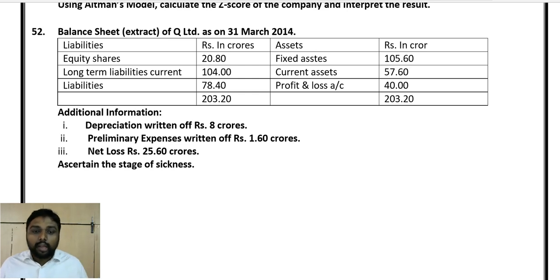Balance sheet extract of Q Limited as on 31st March 2014. Liabilities in crore, assets in crore. Equity shares 20.8. Long-term liabilities 104.